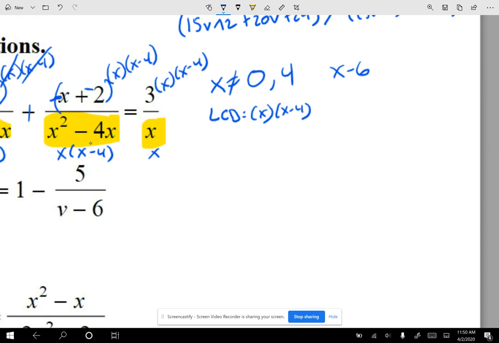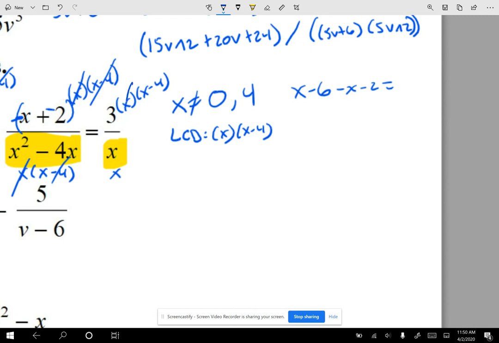From the second fraction, let me cancel the x. Let me cancel the x minus 4. So I get negative x minus 2 equals. From my last fraction, let me cancel the x. So that's going to give me 3x minus 12.